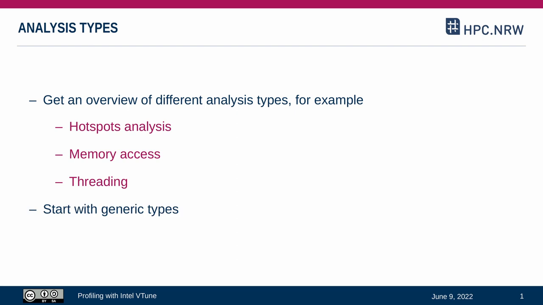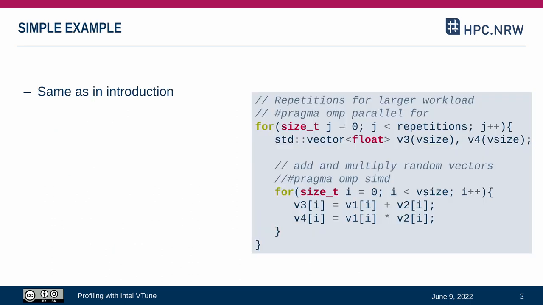You typically start with a generic analysis type and select a specific one if there's a reason to focus on a certain topic. We will reuse the simple example from our introduction tutorial. The program is simply adding and multiplying two random vectors v1 and v2. The outer loop is just a way to artificially increase the workload by repeating everything.